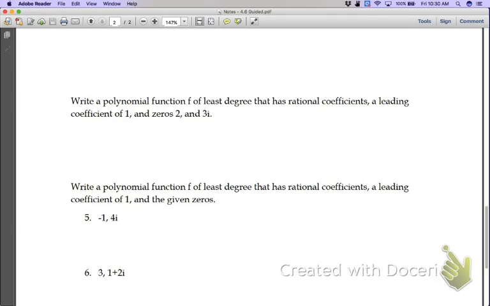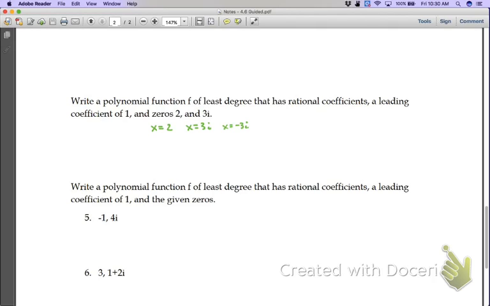I'm going to do everything the same way, just like I did before. If you want to set it up as x equal to 2 and x equal to 3i, what other one do I need? x equal to what? If I have a positive 3i, what also do I have? A negative 3i. Same way, if they give you a negative i value, then you're going to have a positive i value as well. You should never have an odd number of i terms. So if you have a positive, you better have a negative.